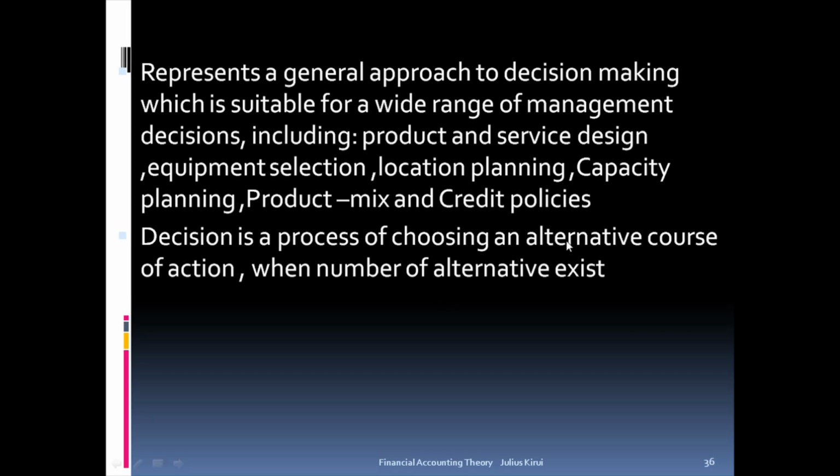Decision is a process of choosing an alternative course of action when a number of alternatives exist. So anytime you think about decision, think about alternatives. You have different alternatives, different courses of action, but you will only take one course of action. Out of the alternatives that exist, you only take one. That is decision. For example, maybe you want to sleep, you want to watch, you want to keep company with your friends, then you choose which is the best decision for you at that particular time based on the information that you have. So if you sleep, that is the chosen course of action, and the rest will be just alternative courses of action.